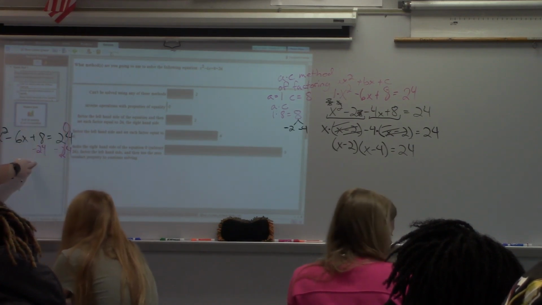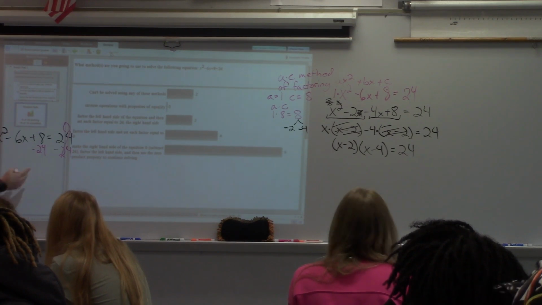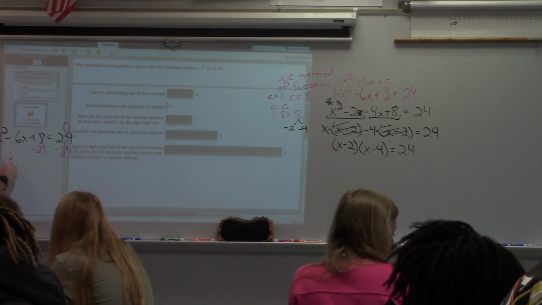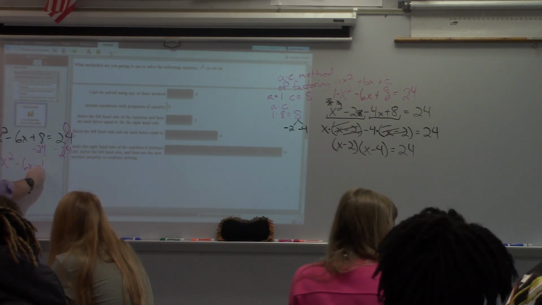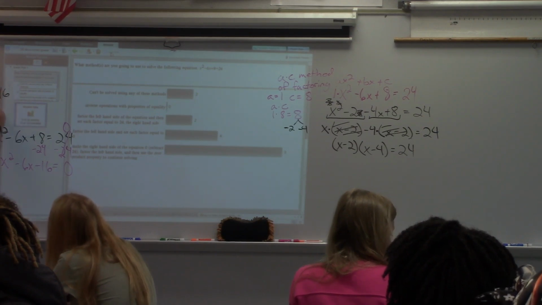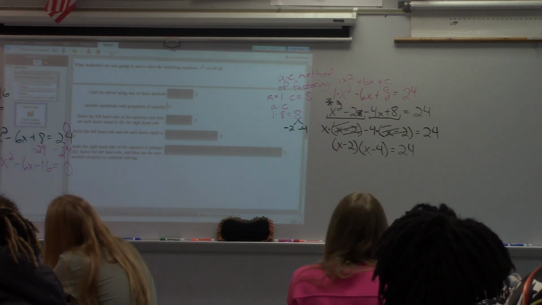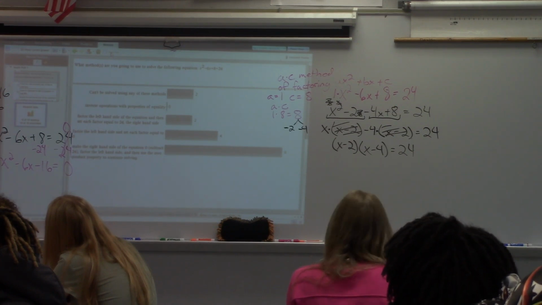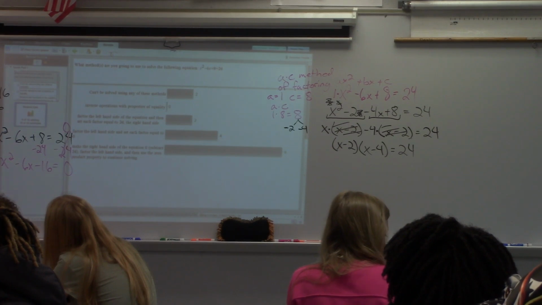Notice I had to use a property of equality. I can't change the equation permanently. I just need to change the way it looks so that it's still equivalent. Now I'm going to move through this a little bit faster, right? A is 1 times C is negative 16. That gives me negative 16. Remember, you have calculators to help you with this, but what are some factors of a negative 16 that would add up to negative 6?